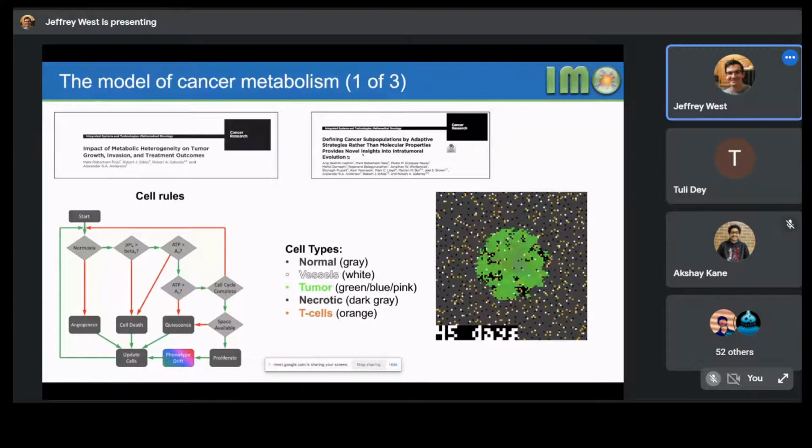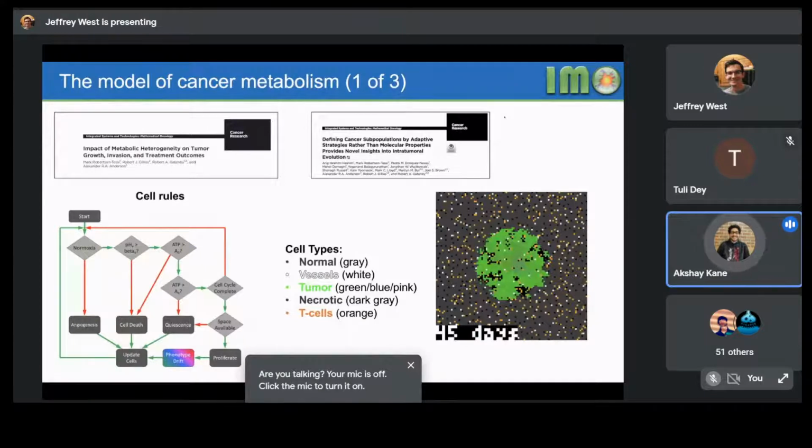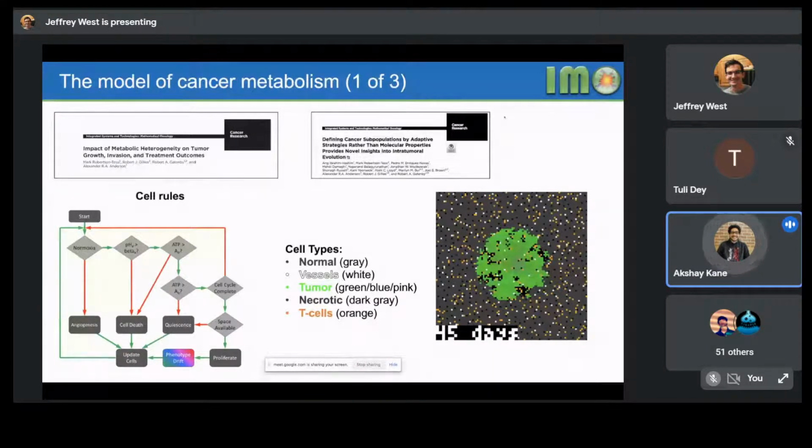Okay, that's nice. Any students, do you have any questions? Yes, I had a question. You told us about your tutorial on the blog. Would that be a good starting point for a complete beginner in mathematical oncology?